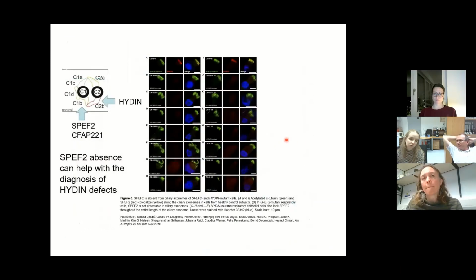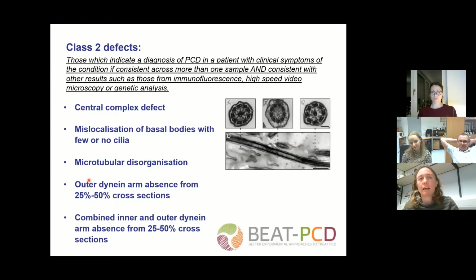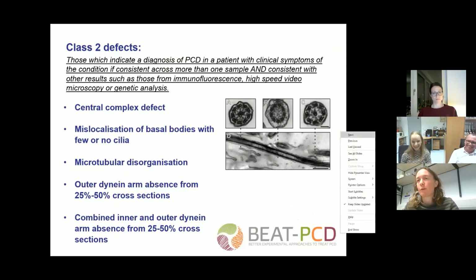But really, the best or the most efficient way of diagnosing Hydian, I think, is highlighted by this paper, I think last year, from the OMRAN group, showing an absence of SPEF2 by antibody, and I think that has been the most helpful in our diagnostic practice beyond EM. But still, if we have a gene and we're unsure if it is a valid Hydian variant or not, then electron microscopy can help you to confirm if you can see that absence of the C2b, then it's likely to be PCD. So the next in the class 2 defects is mislocalization of basal bodies with few or no cilia.